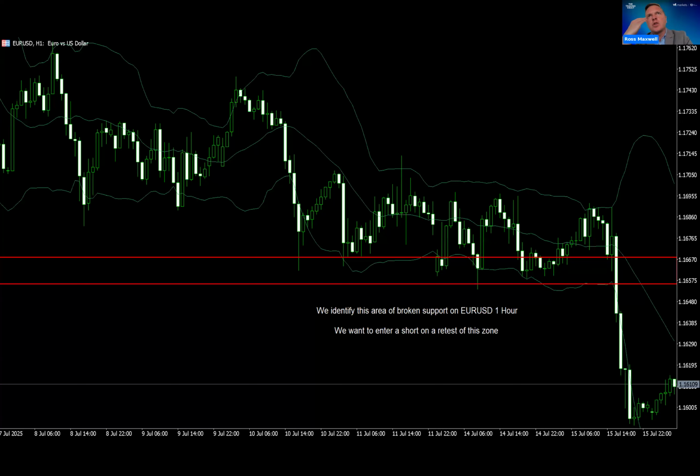But just thinking about it from a perception point of view, you want to allow the market to show that there's some sustained pressure from the other side, but not to move so far away from your support zone that you've lost your risk to reward and your edge. So this is the example that we're going to use, on a euro dollar 1 hour. We've identified an area of support, which is broken down here. So we want to enter on a short of this retest zone.